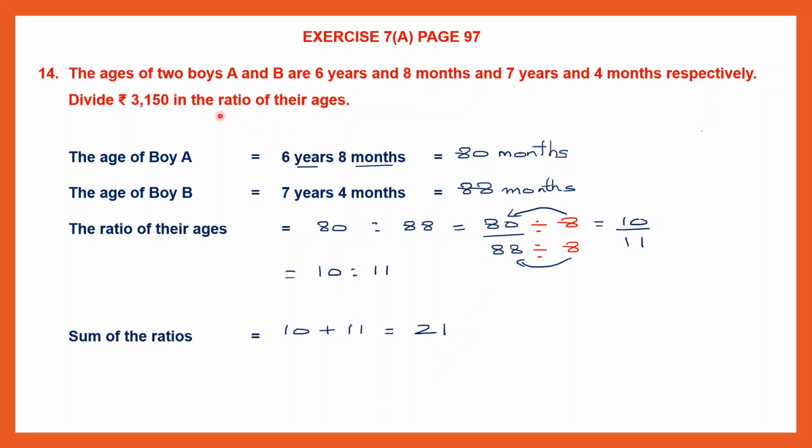Now we're going to start finding out how much boy A got and how much boy B got. So you need to remember that the first number in the ratio is for boy A, the second number is for boy B. So 10 is to 11, you should keep in mind, and the sum of the ratios. So now let's find the amount each boy got. Now first, what is the given amount? So the given amount is rupees 3,150.